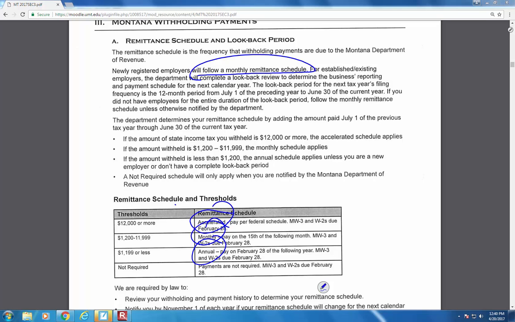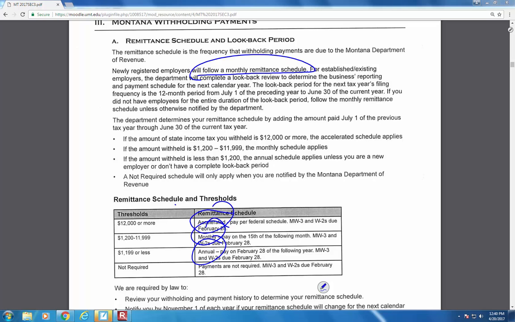If you run a paycheck Wednesday through Friday, you have till the next Wednesday. If you run a paycheck Saturday through Tuesday, you have till the next Friday. Okay? And so really that's a pretty big deal. So if you're accelerated for the feds, you're going to be accelerated for the state, which means you have to deposit your taxes, basically within 2-3 days, right?